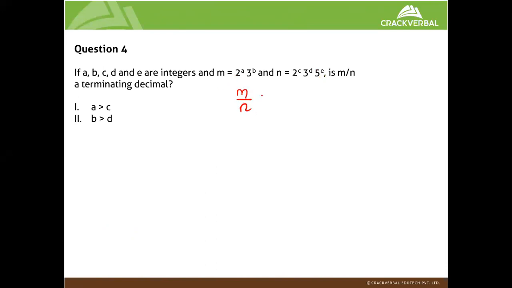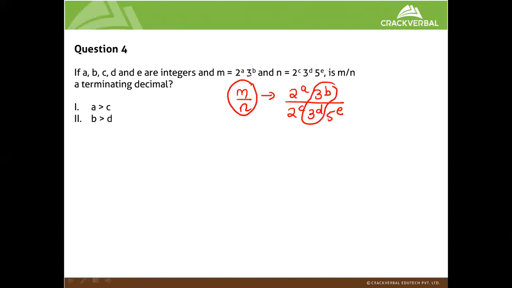Now, for M by N to be a terminating decimal, think about it, okay? This is 2 to the power of A into 3 to the power of B divided by 2 to the power of C into 3 to the power of D into 5 to the power of E. The definition of a terminating decimal is that the denominator should consist of only 2's, only 5's, or combinations of 2's and 5's. But if the denominator consists of anything other than 2's and 5's, then definitely it would be classified as non-terminating.